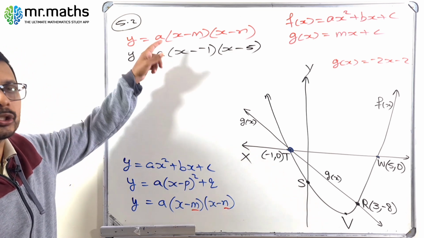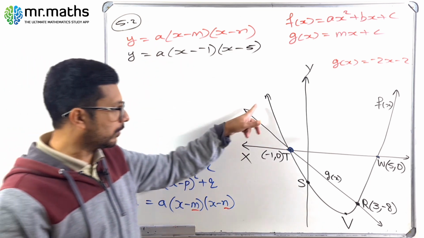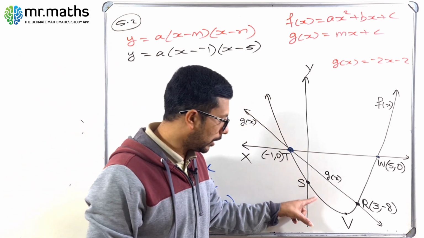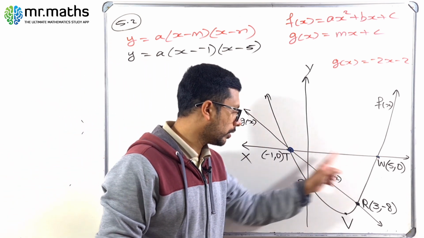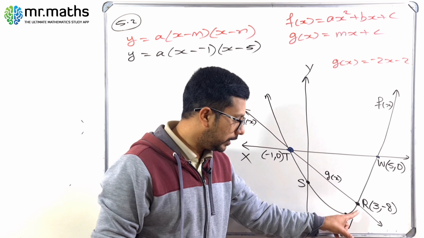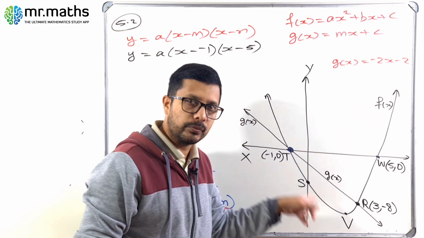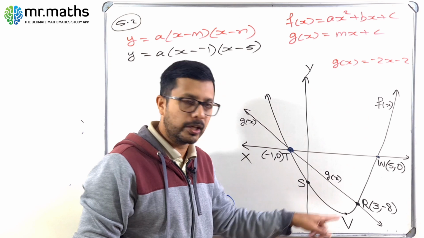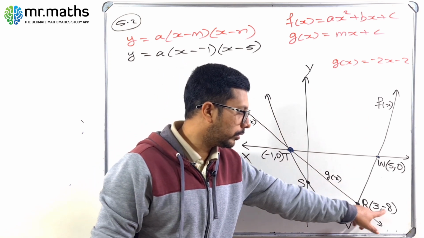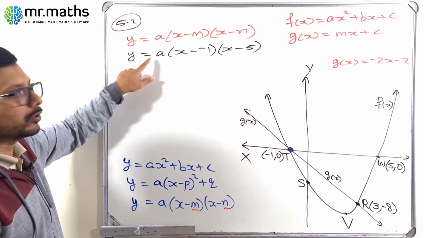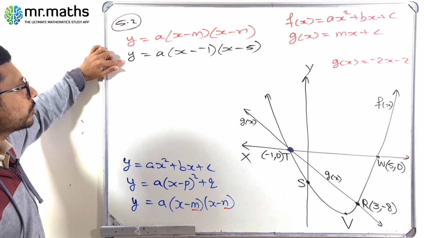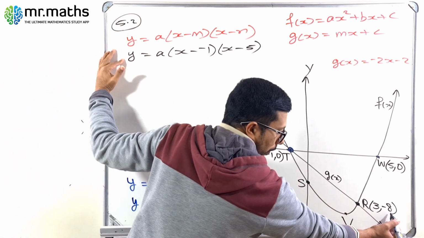We have to substitute any other point on that graph. Do you know any other point on the graph? These 2 points we already took, the x-intercepts. And here you can see that this point R is also on that graph, the parabola. Am I right? So I'm going to substitute this point (3, -8) into this equation. So what is y? y is -8.